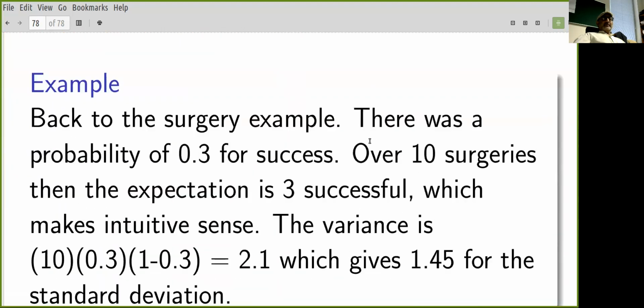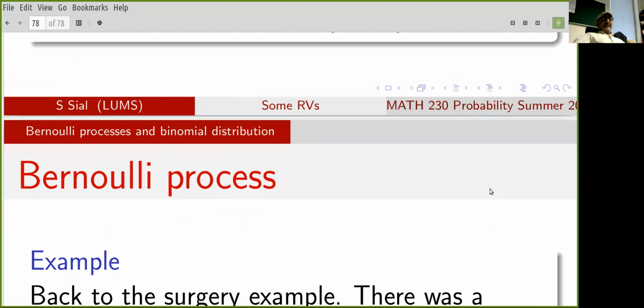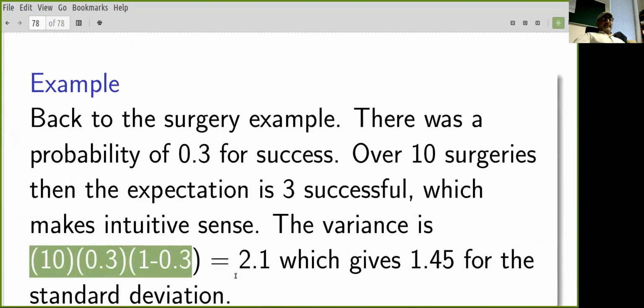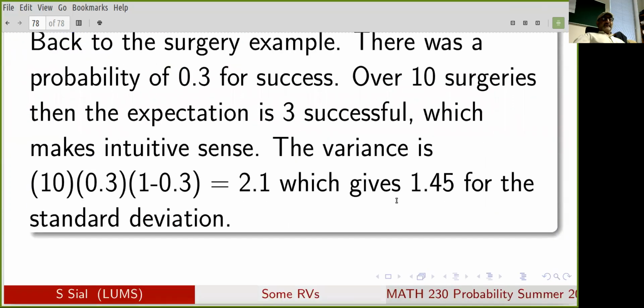Okay. So we go back to the surgery example, 30% success rate. We're going to have 10 surgeries. The expectation is 3 are successful, right? N times P, we expect 3 surgeries to be successful, which kind of makes intuitive sense. The variance is NP times Q. So N times P times Q is 2.1, which gives a standard deviation of 1.45.